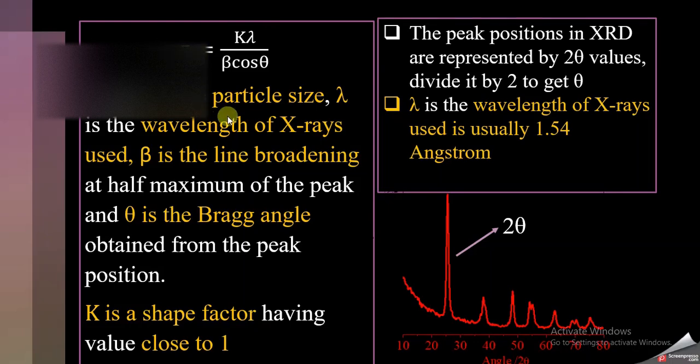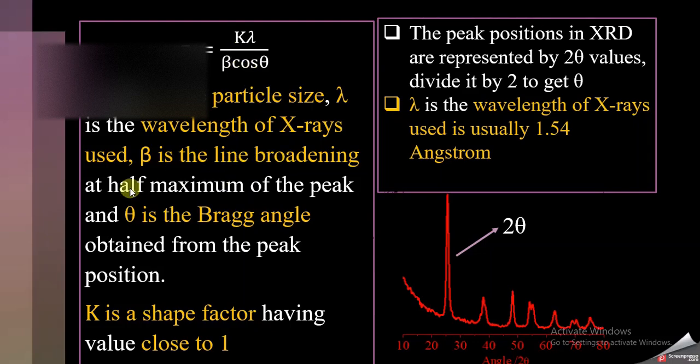Tau is basically the particle size that you are going to calculate for your nanoparticles. Lambda here is the wavelength of the X-rays that is used to irradiate your nanoparticles to get your XRD spectrum, and it is fixed and constant. It is also given in your XRD data in the Excel file.